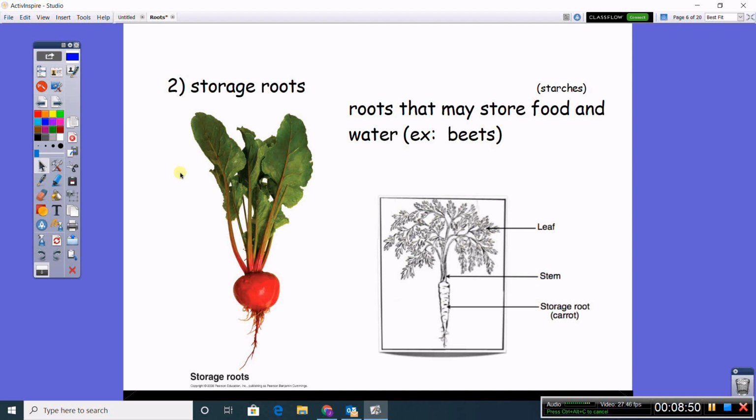I wouldn't just assume that something is a storage root because it grows underground. Some things, as you'll see next week, are actually modified stems. So beets are storage roots, radishes, turnips. If you're not sure, I would just look that up to be sure. But this is something that you can find and take a picture of.